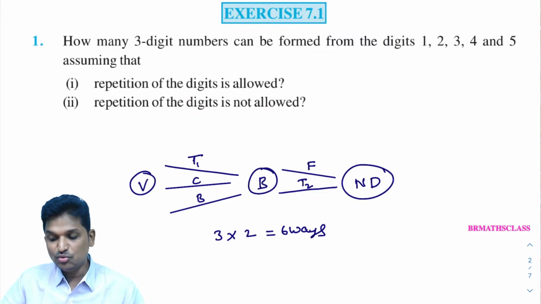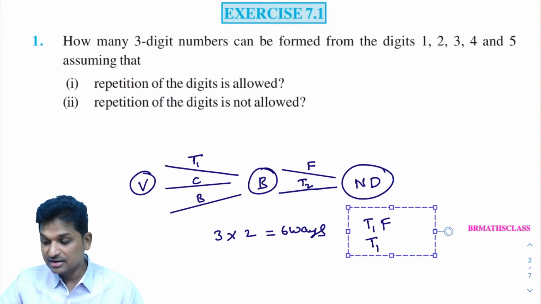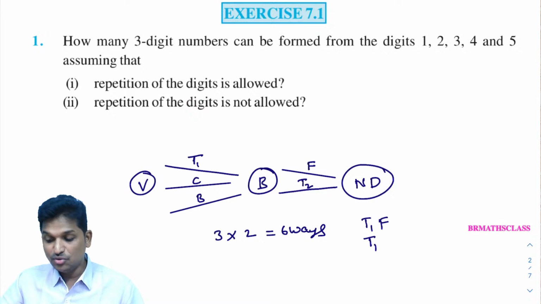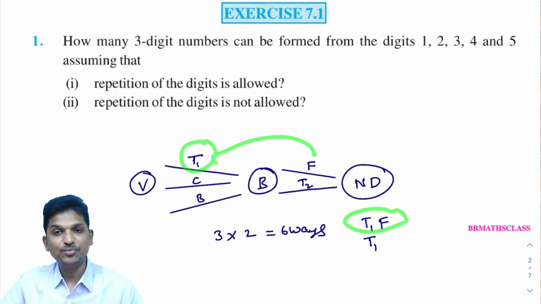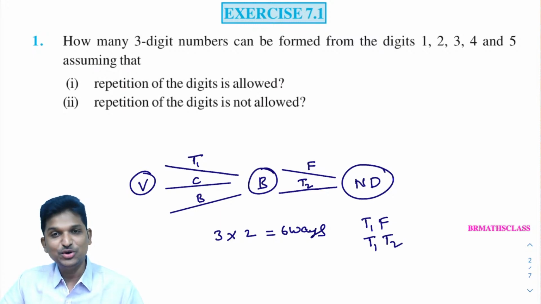First, train 1. By taking train 1, you will reach Bangalore and then you will catch the flight. To reach Bangalore, you will take train 1. See this one. First, you will take train 1 and then you will take the flight. That is one way of reaching New Delhi. Second one, train 1 and then you will take train 2 to reach New Delhi.